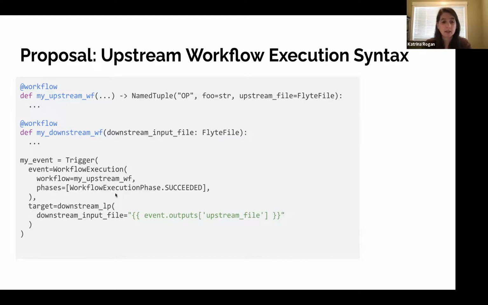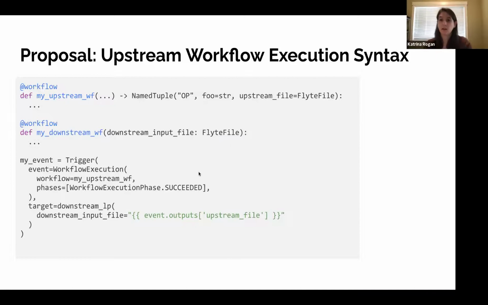And then here in this case, you can see we can also further filter that event so that we only trigger a downstream execution if, say, the upstream succeeded, because it won't produce a file otherwise, and that's kind of useless to us. In the target syntax, we'll have a launch plan that we'll invoke, and we have this syntax for referencing the upstream event outputs. So we'll pass in the downstream input file by referencing the upstream workflow outputs.